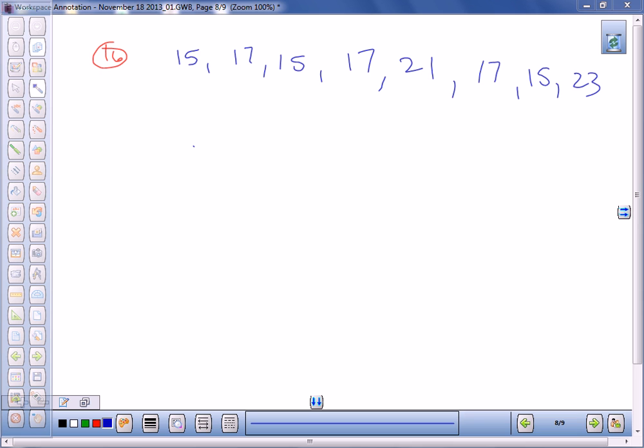So choose choice 2. We put our data in L1, so make sure it's highlighted. The frequency of each piece of data is 1, and then calculate. What you should see is n equals 8. That means you entered 8 pieces of data. The next thing you should see is x bar equals 17.5.